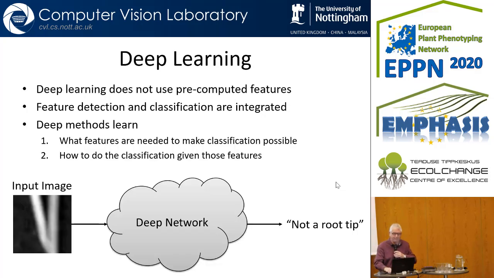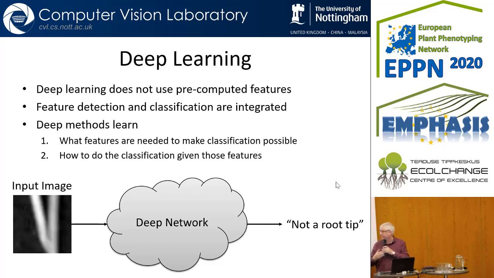So the key thing behind deep learning is that it doesn't use pre-computed features. This is why people are so excited about it. The feature detection and the classification are both learned. You'll hear people talk about end-to-end learning.